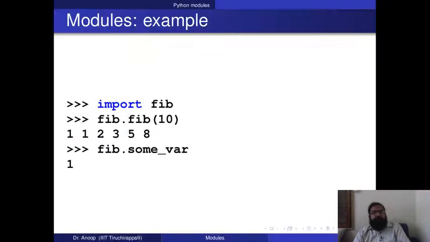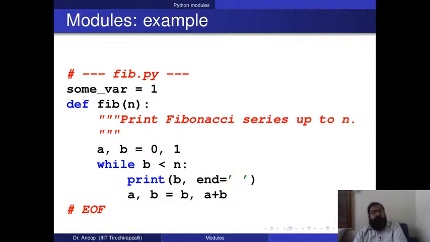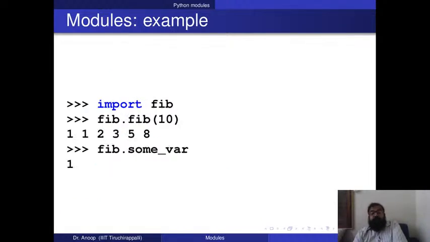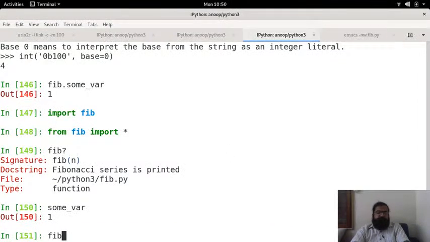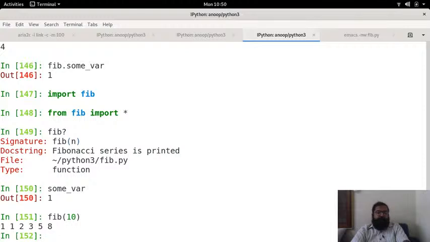So we have seen an example of a module which has one function and one variable in a file called fib.py, and we import it from fib. So import fib, so fib.fib, then fib.sumvar. Okay, so fib of 10, fib.fib of 10, right?